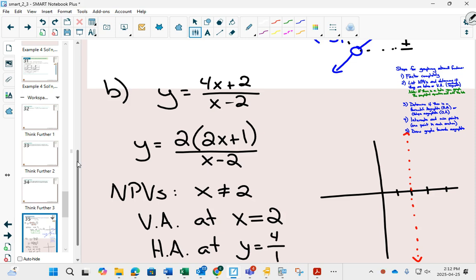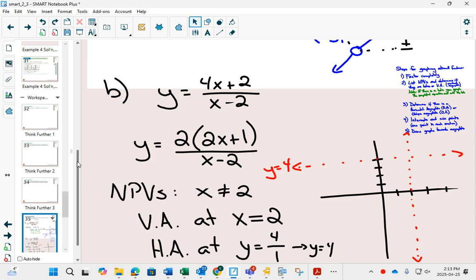I'm going to write it as 4 over 1, and then rewrite it as y equals 4 after, because I'm showing you that I take the number in front of x on the top and the number in front of x on the bottom. So then I can go to my graph, 1, 2, 3, 4, and add that asymptote. That's step 3.